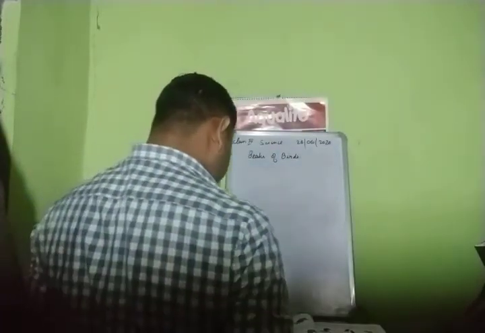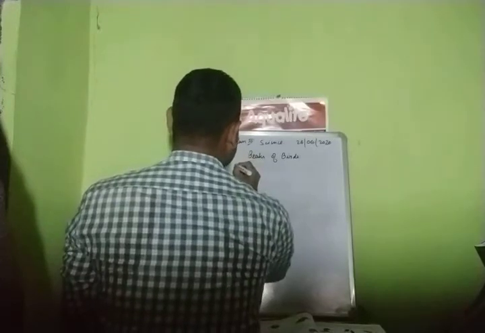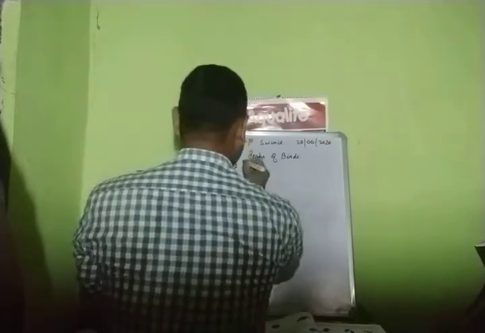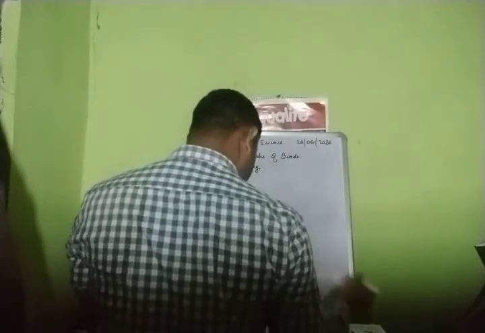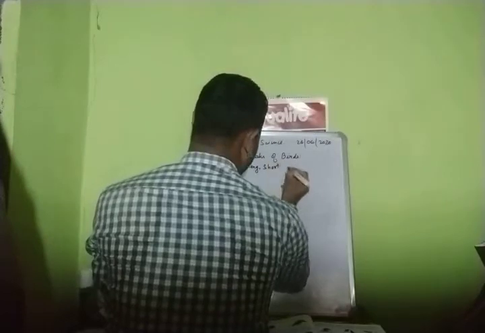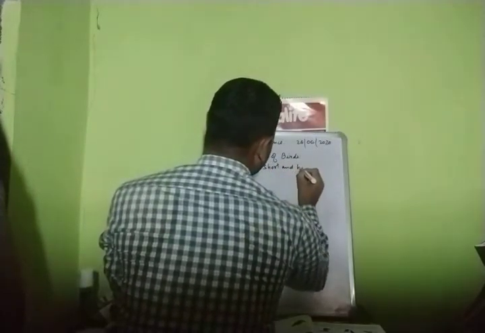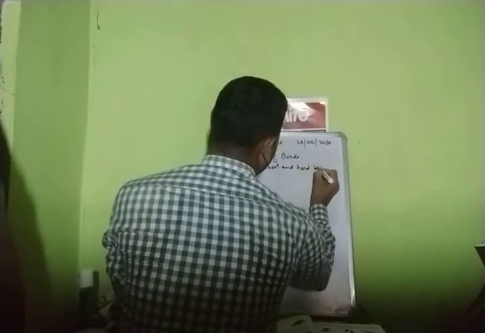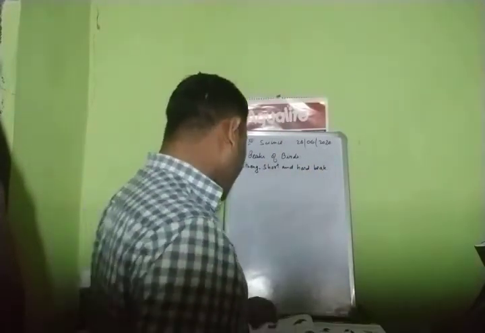Point number one says that short, strong and hard beak. Okay? Strong, short and hard beak.